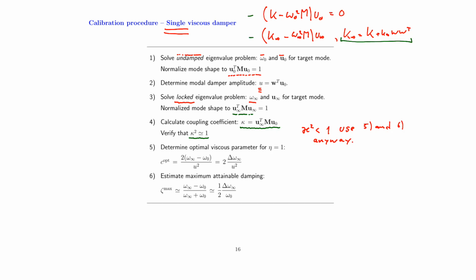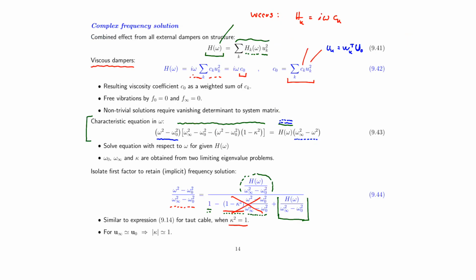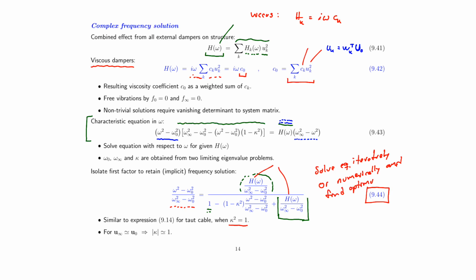If you want a more accurate solution, you should actually attend this equation 945, introduce your viscous parameter into H. You should not eliminate this intermediate term, and solve this equation iteratively or numerically, and find optimum H by trial and error.